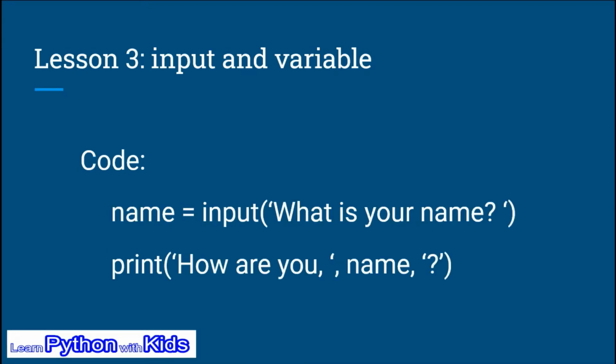First, we use the input function to pause the program and wait for user input. The string parameter, "What is your name?", will be displayed to the user as a prompt. When the user types a string and presses enter, the input function will return the user input string. Then we assign the string to a variable called name. In the second line, we print out "How are you", followed by the variable name, which has the value of the user input name. Let's try it out.